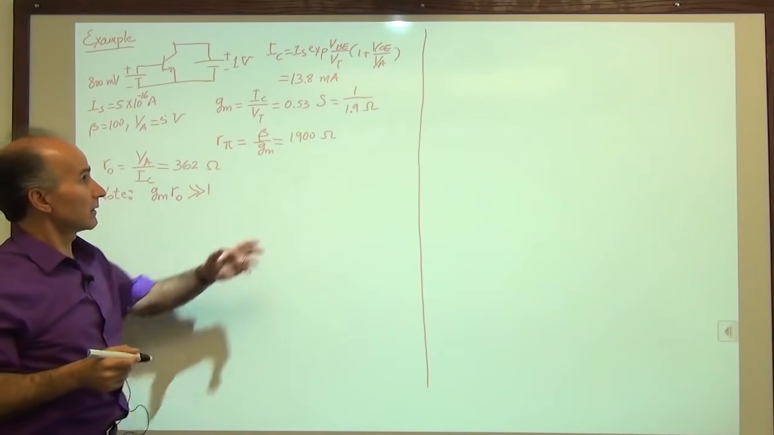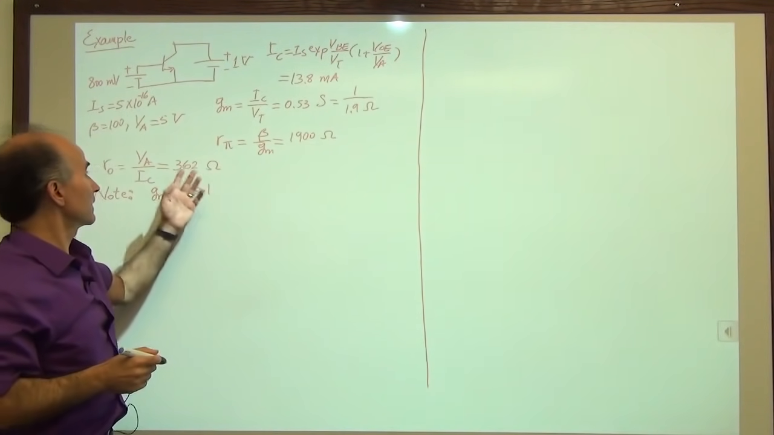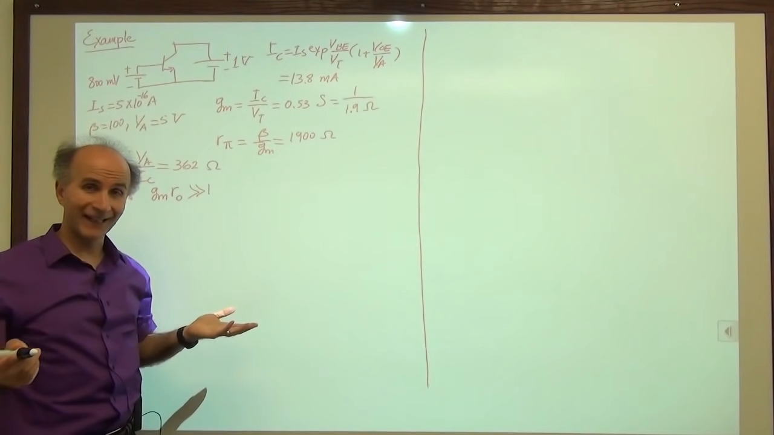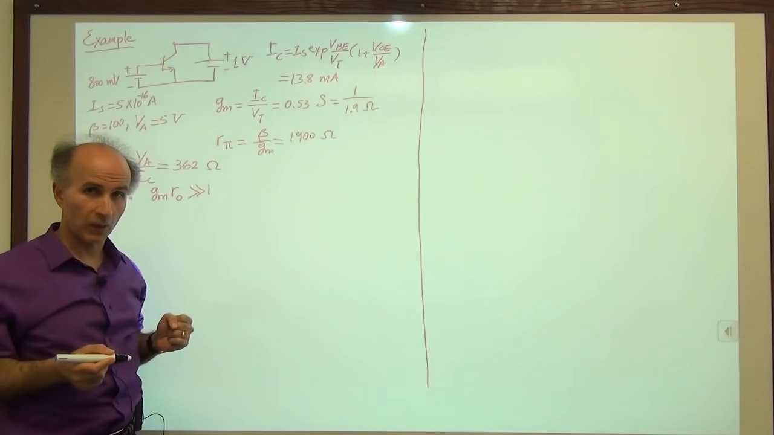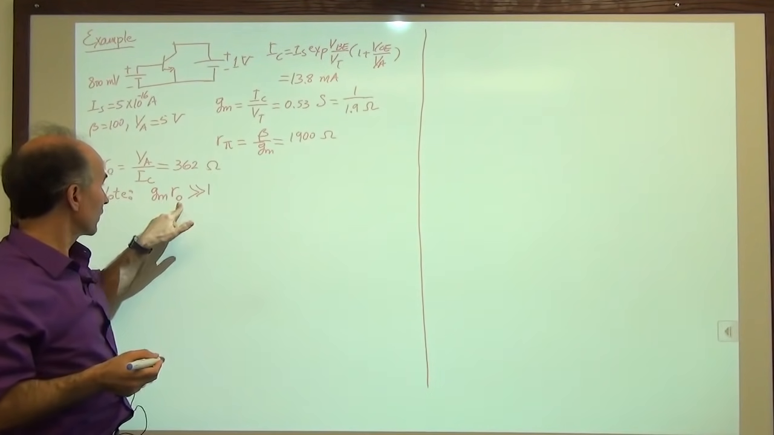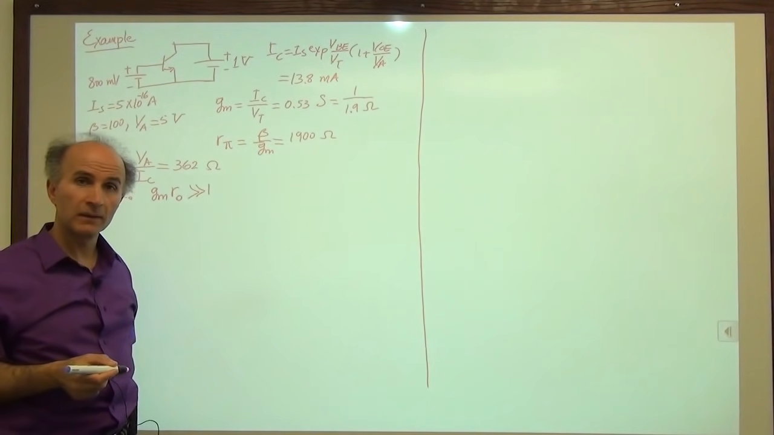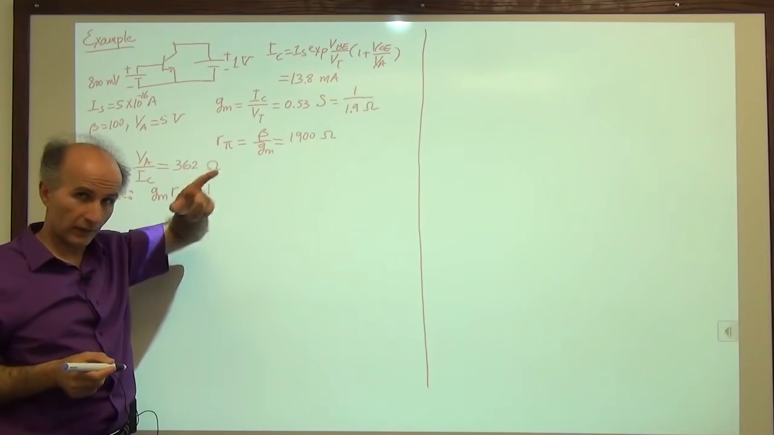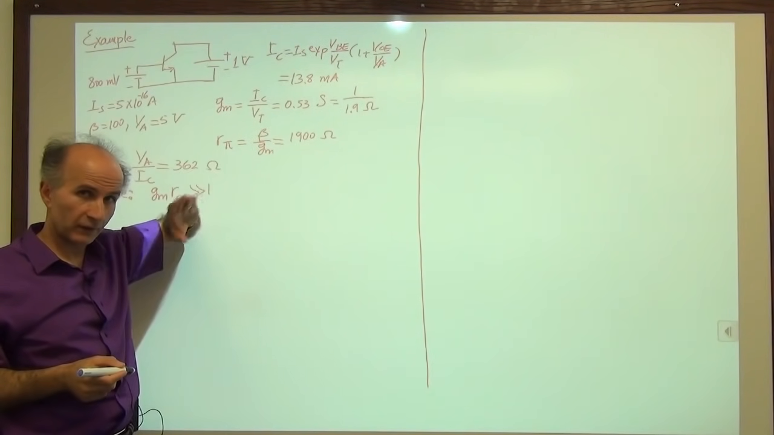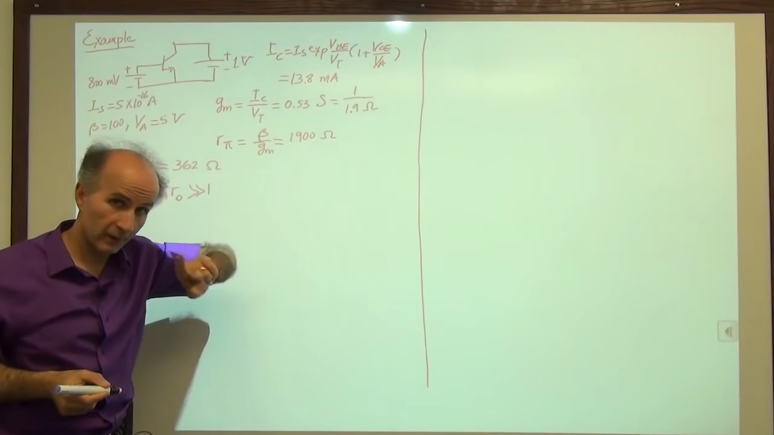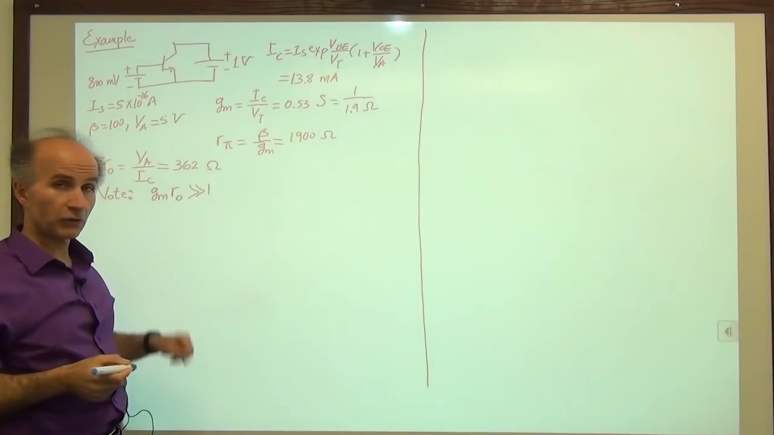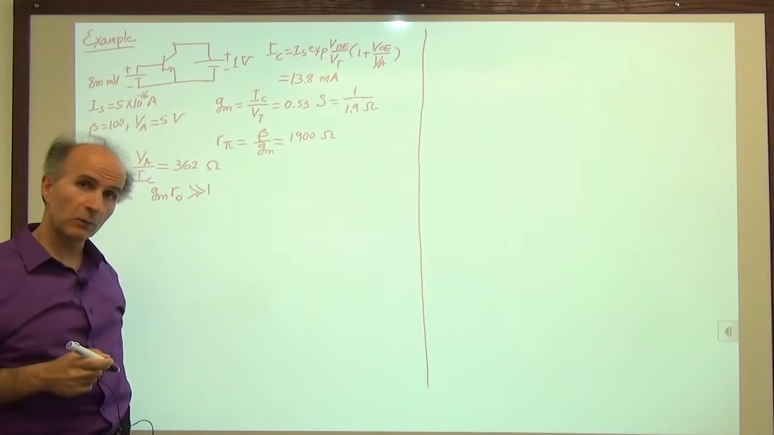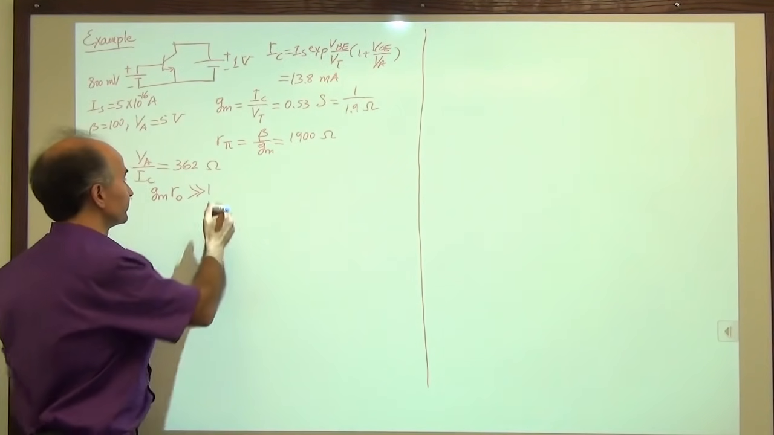You agree, right? This is about 1 over 2 ohms. This is 362 ohms. You divide, we get a factor of about 180. So it's much greater than 1. GM, the transconductance, times RO, the resistance that we connect between collector and emitter in the small signal model, is much greater than 1. Some weeks from now, some lectures from now, we will see why this is interesting.